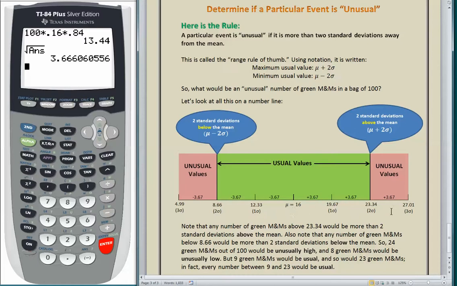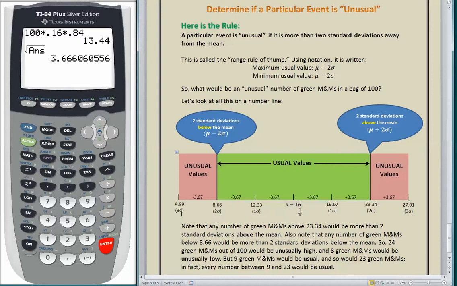So as we go to the right on the number line, we are adding 1 standard deviation at a time. So if you take 16 and you add 3.67, you get this number right here, 19.67. That's 1 standard deviation above the mean, and here you see 1 sigma. Well, if we add another standard deviation, 3.67, that now gives us 23.34, and that's 2 standard deviations above the mean. If we add 1 more standard deviation, another 3.67, that takes us to 27.01, and that's 3 standard deviations above the mean.